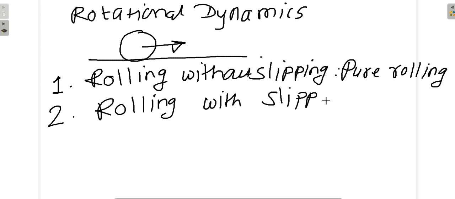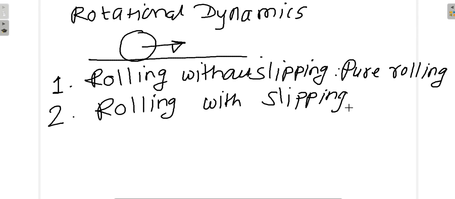Now what do you mean by skidding? Suppose you are driving a car and you see someone in front of you and you suddenly apply brakes. Your wheels will get locked, that is the rotational motion will stop. However, the car will still move a certain distance before coming to standstill. That is, the translational motion still continues. So this is known as skidding.